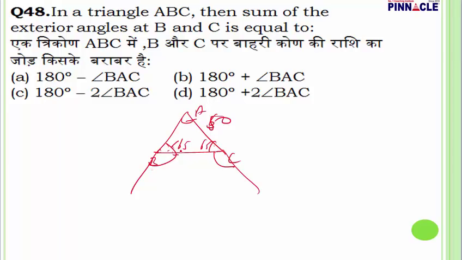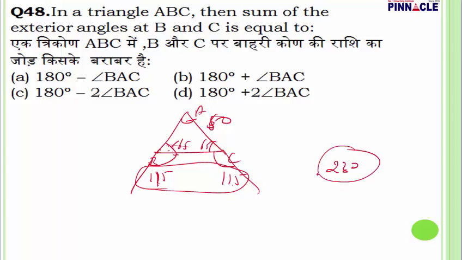If this is 65, then the exterior angle should be 115, and this would be 115. We have assumed that so that the calculation can be easy. Now the question is the sum of the exterior angles. This is equal to 115 plus 115, that is 230. And 230 would be equal to 180 plus 50, and we have taken 50 as BAC. So it is 180 plus BAC. So B should be the answer.